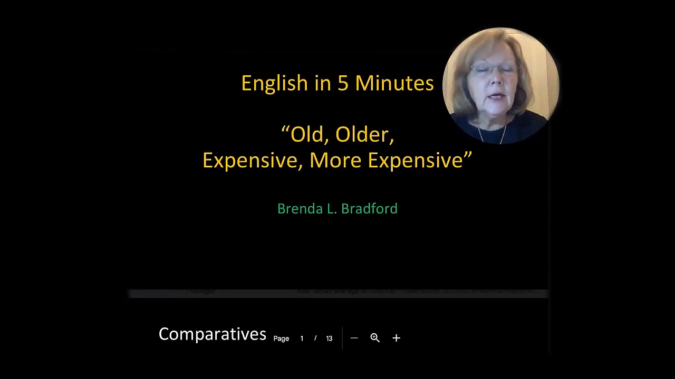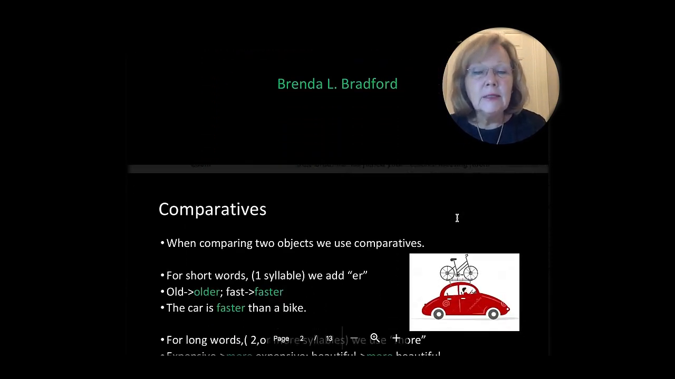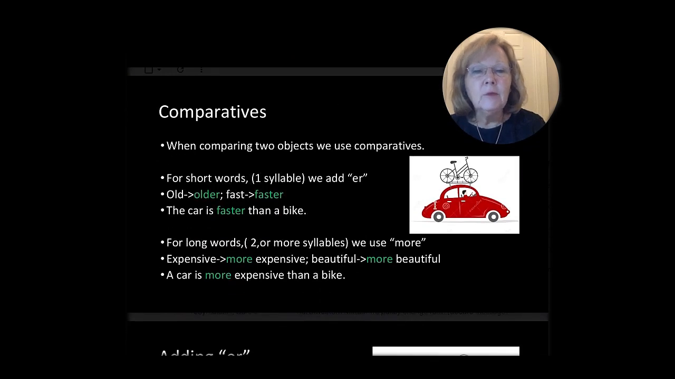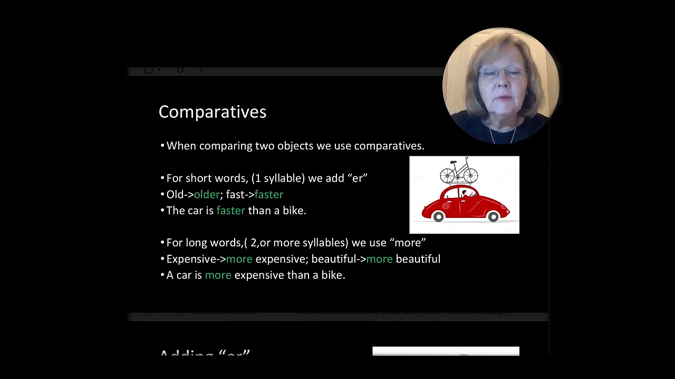Hello, today we're going to talk about comparatives. For example, old and older, expensive and more expensive. When we compare items, we use these forms. For example, old becomes older, fast becomes faster. The car is faster than a bike.